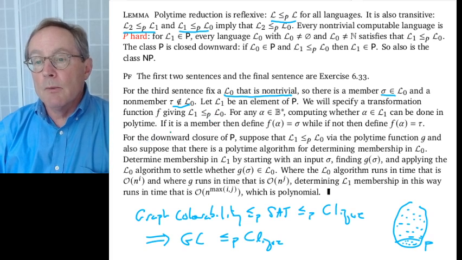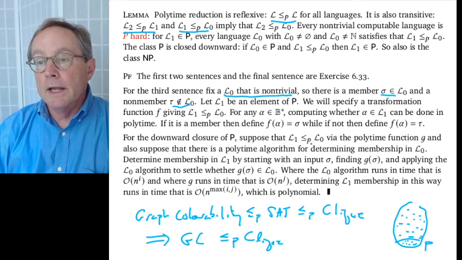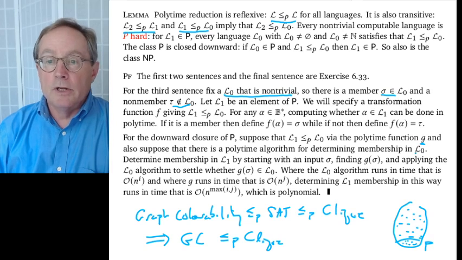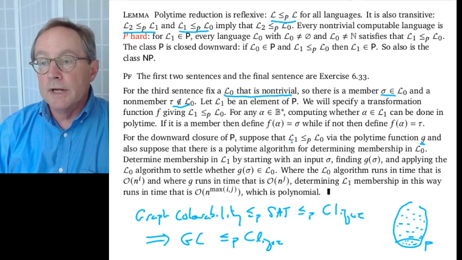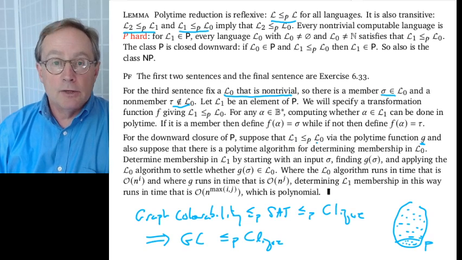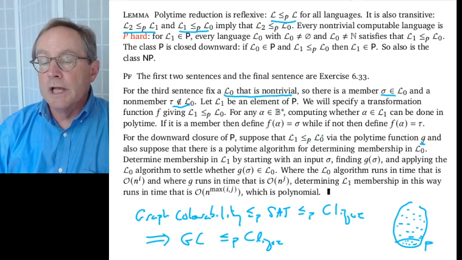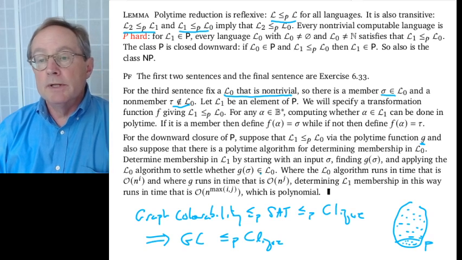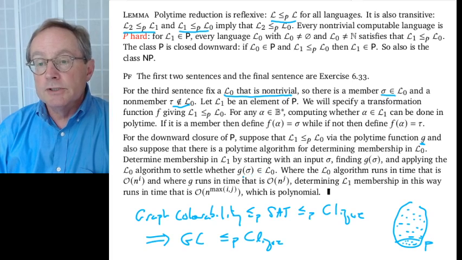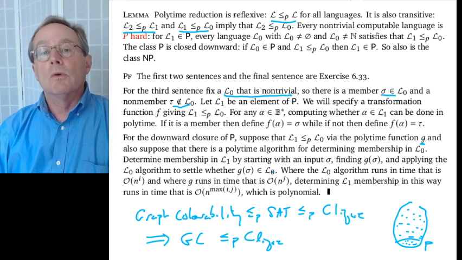And then the other one here, for the downward closure of P, you suppose that L1 is polytime reducible to L naught via the function G. And you suppose there's a polytime algorithm for determining membership in L naught. So how are you going to determine membership in L1? Well, you start with some input sigma, and you're questioning whether it's in L1. I find G of sigma in polytime. And then I can determine whether G of sigma is in L naught in polytime, because the whole point here is that L naught is in P. The polytime function G taking me to G of sigma, combined with the polytime calculation of whether G of sigma is in L naught, makes a total of polytime, and indeed it does.